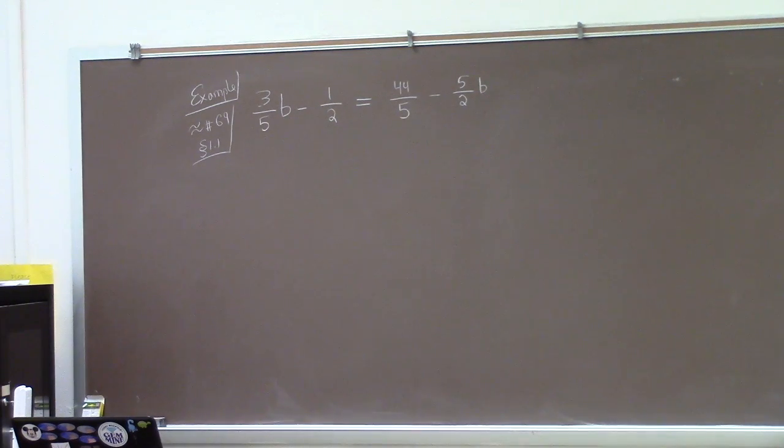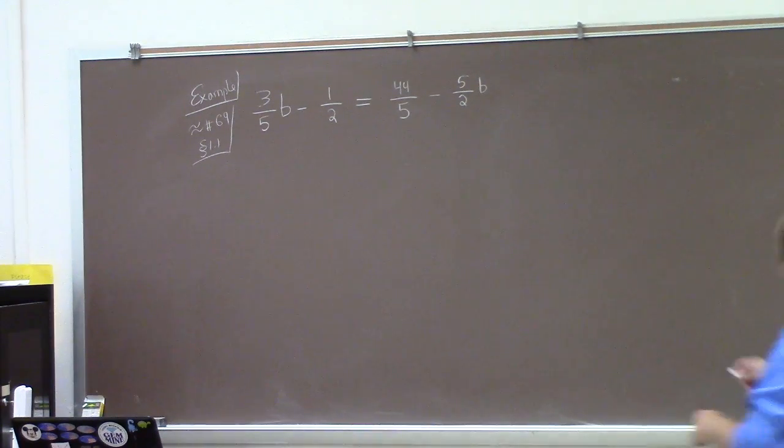3:15, okay. All right. So I guess I should ask you, should we multiply by 2 or should we multiply by 5? If we multiply by 5, we're still going to have fractions, because 5 times minus 1/2 is still minus 5/2. If we multiply by 2, we're going to have 6/5 b, and 88/5. We'll still have fractions.